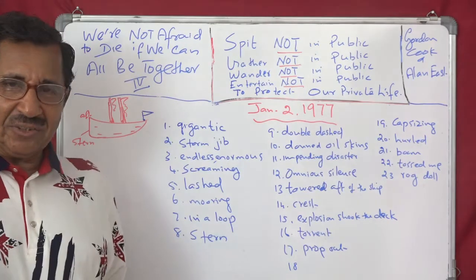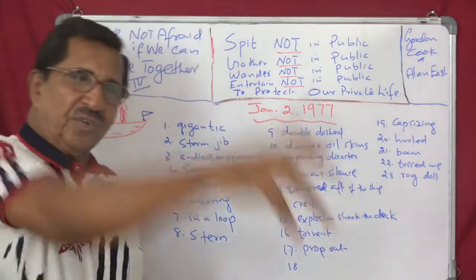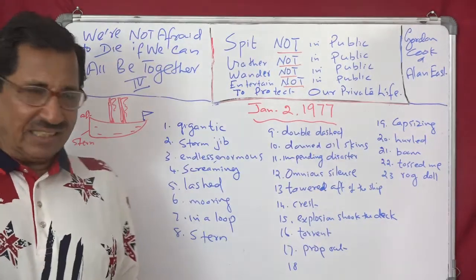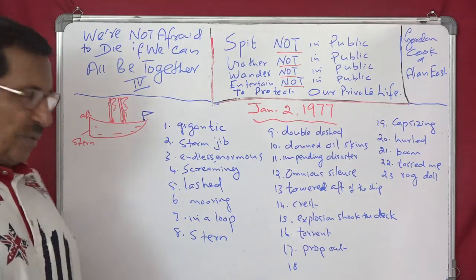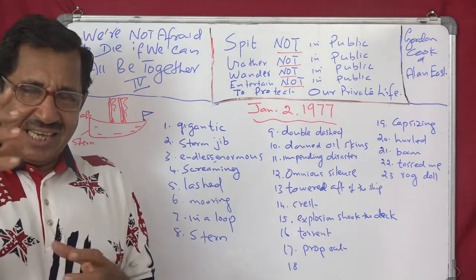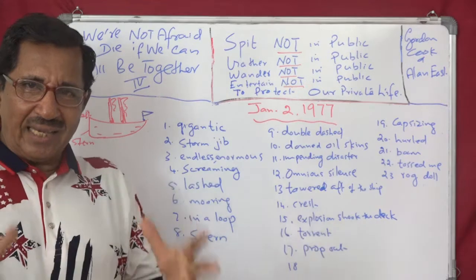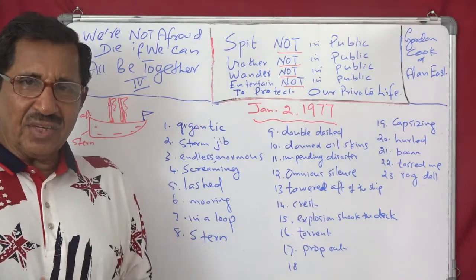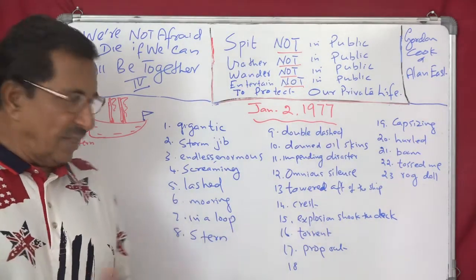And lashed means beat with force, or throw with force. Lashing. Next, mooring. Mooring means tying a ship or a boat to an anchor. So the rope used for that is mooring rope, we said.